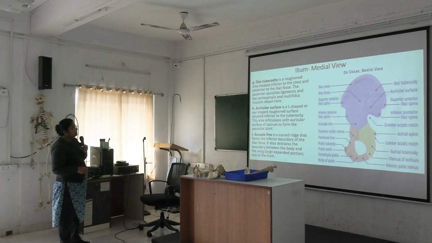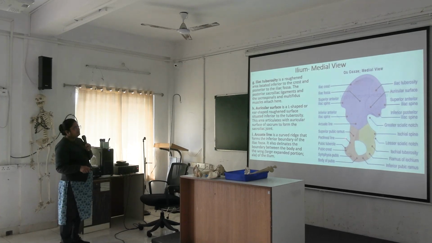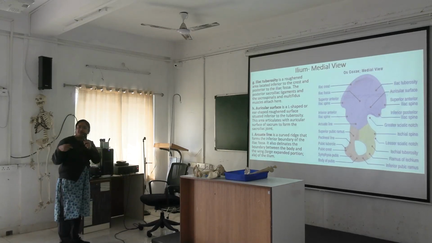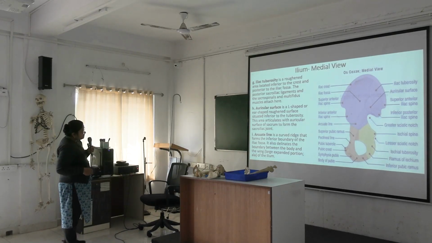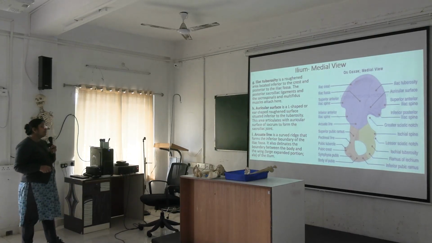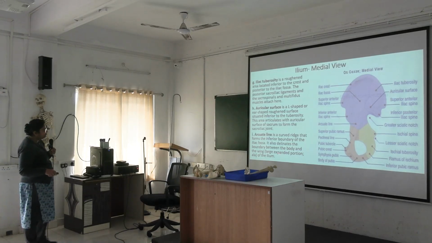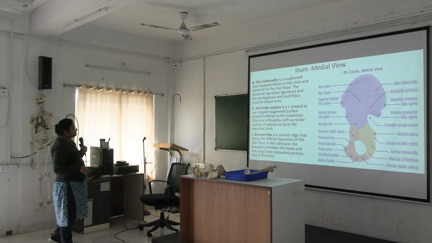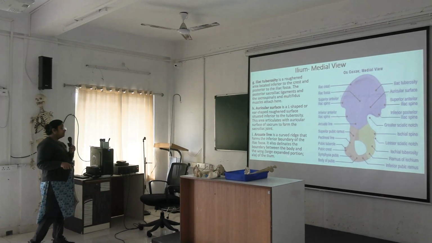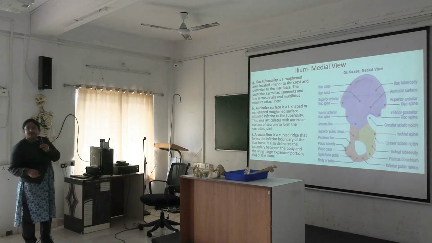Next is the arcuate line. This line you can see extending from this articular surface up to the iliopubic eminence. This line is the arcuate line forming the boundary of the pelvic inlet. So, the arcuate line is a curved ridge that forms the inferior boundary of the iliac fossa, and also delineates the boundary between the body and the wing, that is the larger expanded portion of the ilium.